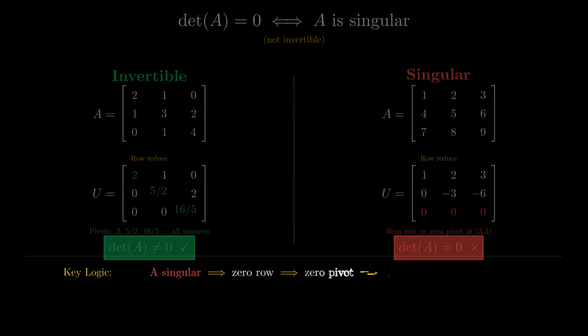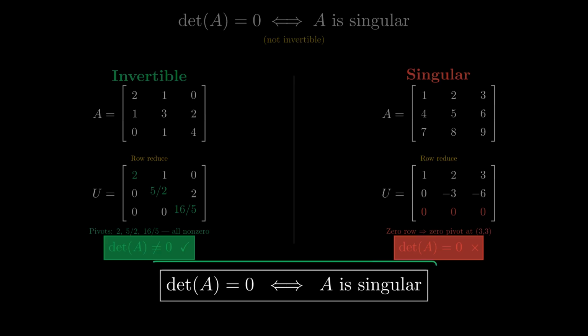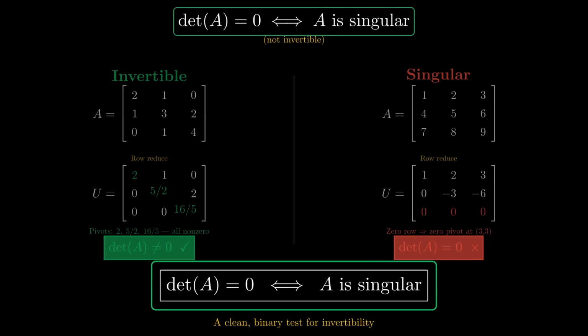Here is the key logic. If A is singular, elimination must produce a row of all zeros. A 0 row means a 0 pivot, so the product of pivots is 0 and the determinant is 0. Conversely, if A is invertible, every pivot is non-zero, their product is non-zero, and the determinant is non-zero. The bottom line is elegant. The determinant of A equals 0 if and only if A is singular. The determinant gives a clean binary test for invertibility.